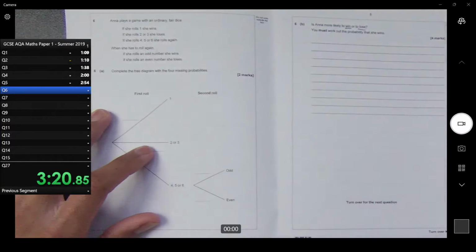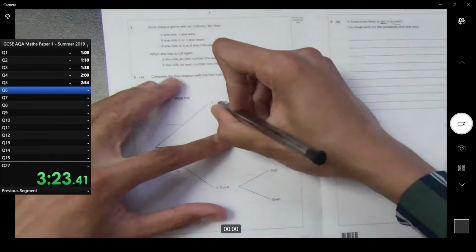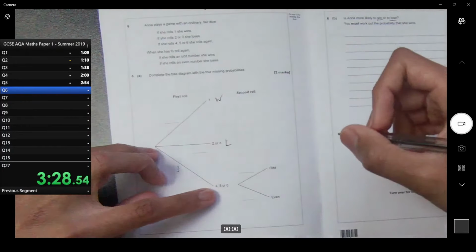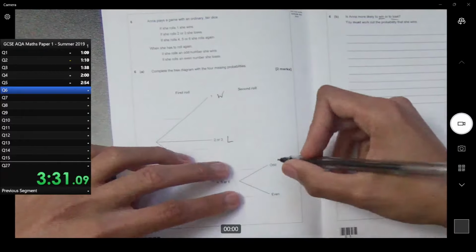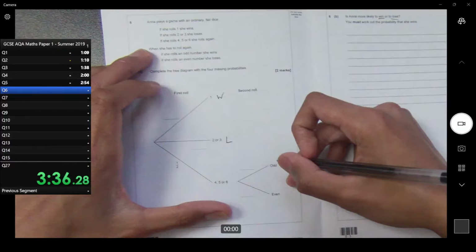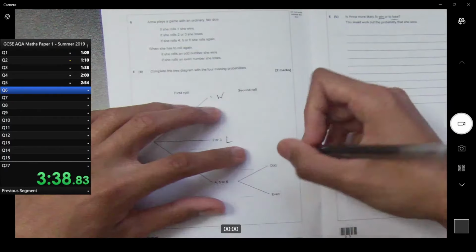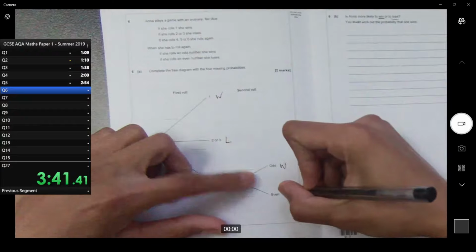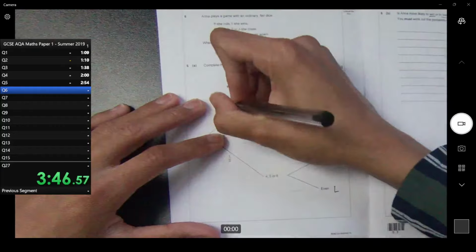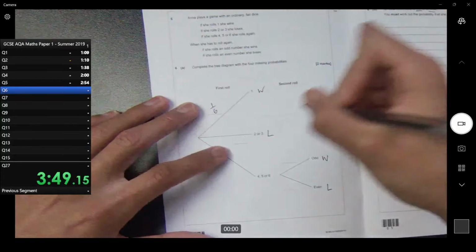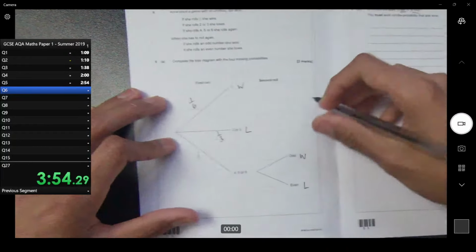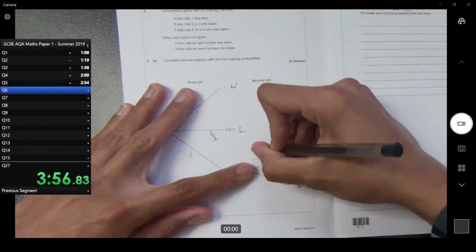Right. So rolls a 1, that's a win there already. 2 or 3, that's a lose. If it's odd, she wins. If it's 4, 5 or 6. Right. So there's 6 outcomes, so it's a 6th, so 2 over 6, so that's a third. And then since odd or even, that's just a half.